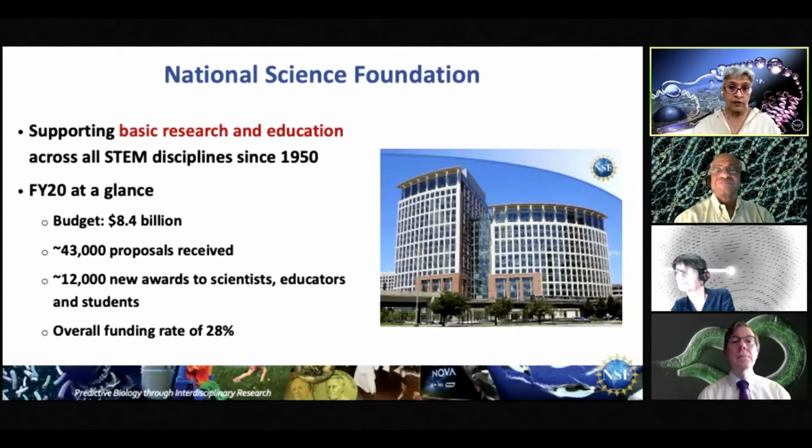In fiscal year 2020, the agency had a budget of $8.4 billion. It received 43,000 proposals that were peer-reviewed and made about 12,000 new awards to scientists, teachers, students all across the country. Most of NSF's awards are made to individuals and small groups of researchers or educators, and the rest support centers, instrumentation, infrastructure, facilities that serve as resources for the scientific research and educational communities.